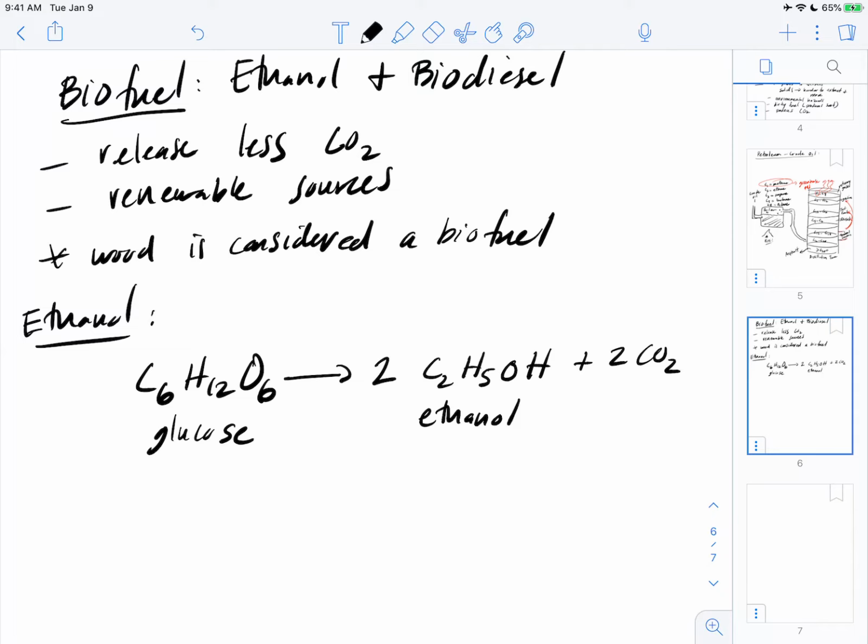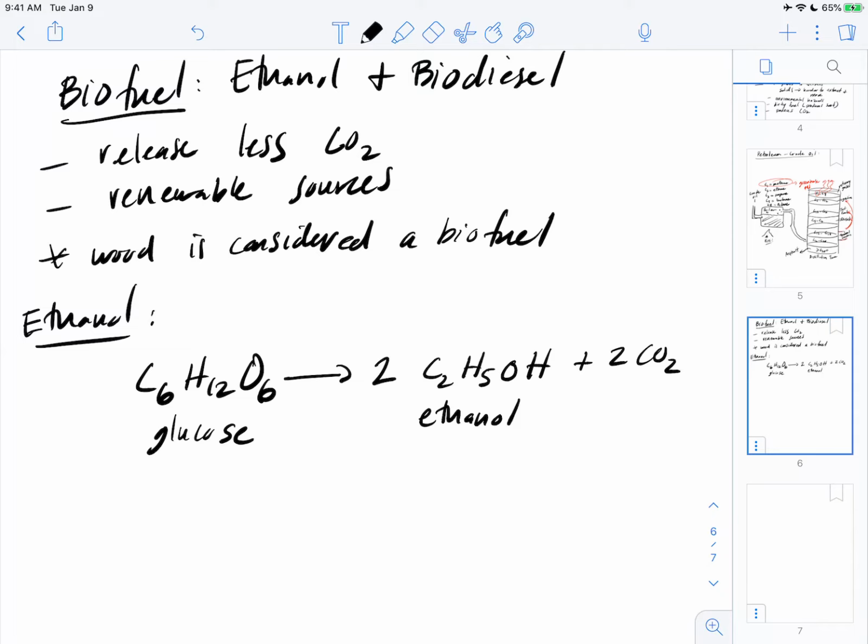Ethanol produces less energy than gasoline. But it can be blended. You've probably seen E8, E10. So it can be blended with gasoline. Most places and states, it's up to 10%.